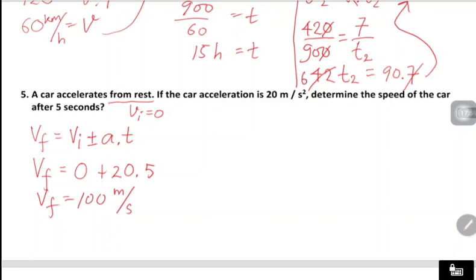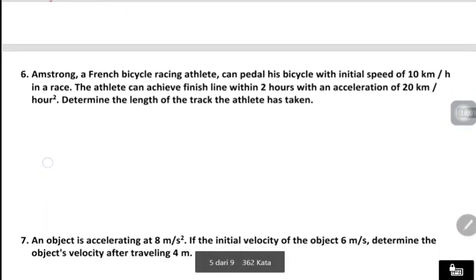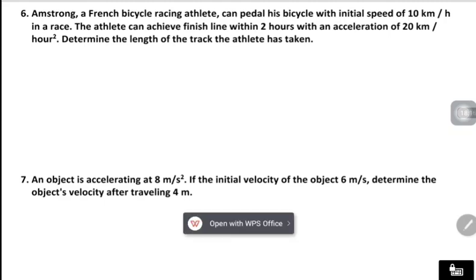Okay, number 6. Armstrong, a French bicycle racing athlete, can pedal his bicycle with an initial speed of 10 km per hour in a race. The athlete can reach the finish line within 2 hours with an acceleration of 20 km per hour squared. Determine the length of the track the athlete has taken.